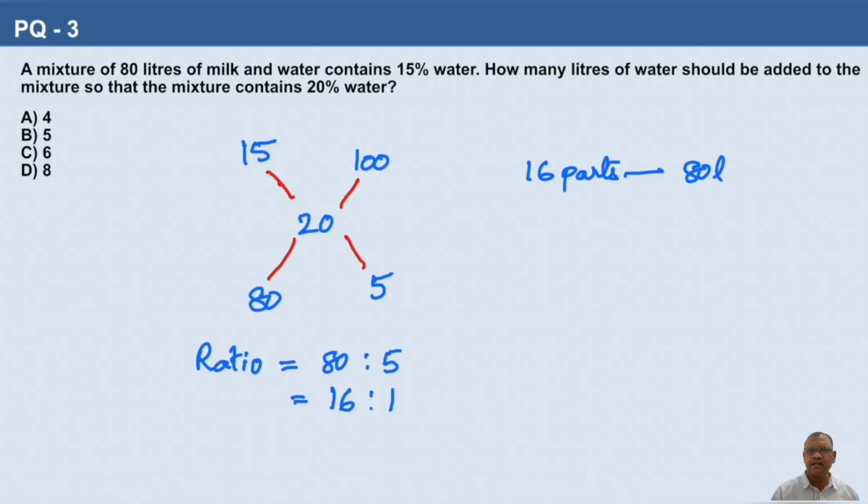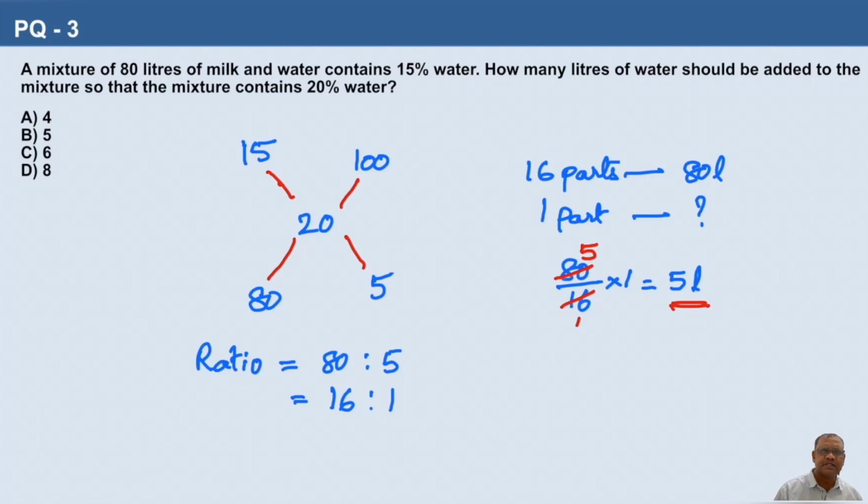So now we are adding water of 1 part. So 1 part is equivalent to how much? If you simplify this, 80 divided by 16 into 1. That is 16 ones are 16, 16 fives are 80. So the remaining is 5 liters. So 5 liters of water to be added, then the resultant mixture will have 20 liters of water, 20% of water. So the correct answer is option B.